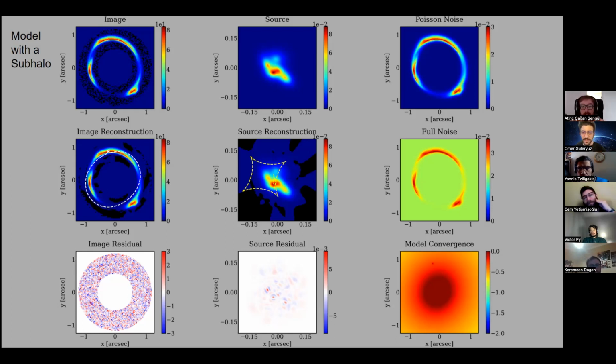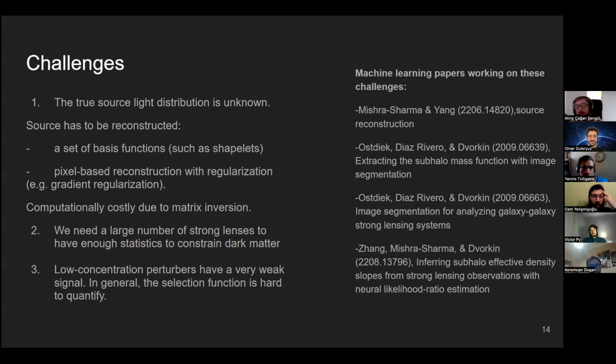Yeah, great questions. Thank you. All right, so a bunch of challenges. The true source light distribution is unknown. Lensing would be much easier if we knew what the source looked like, but unfortunately we don't. We have to model it simultaneously. There are various techniques one uses, but they all have shortcomings. And this whole thing is computationally costly due to the matrix inversion.